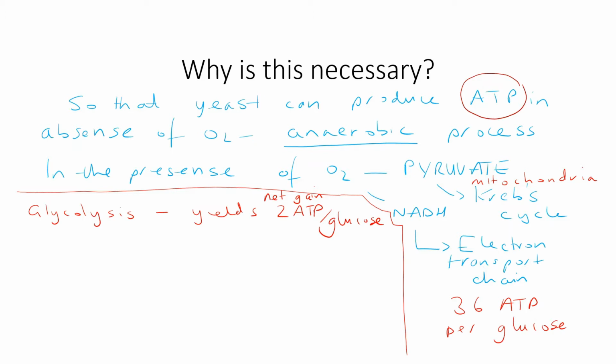Now you may be wondering, well, if glycolysis is making ATP, then what's the point of the fermentation step? Well, the reason for that is due to this molecule here. We have NADH, and NADH is a species of a cofactor known as nicotinamide adenine dinucleotide, or NAD.